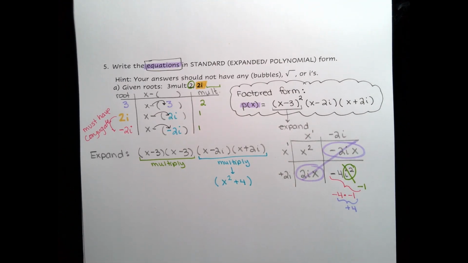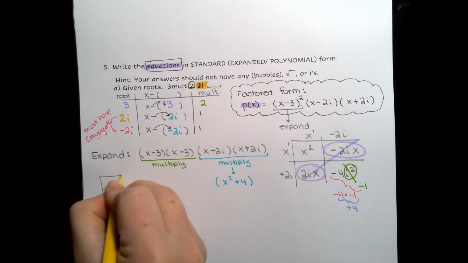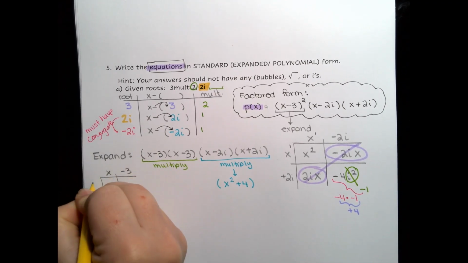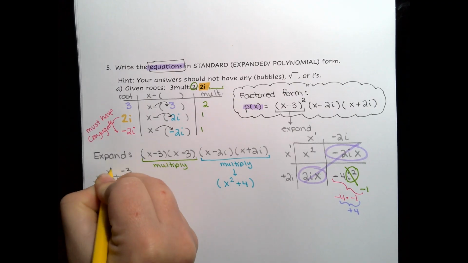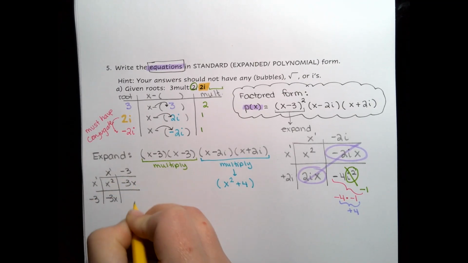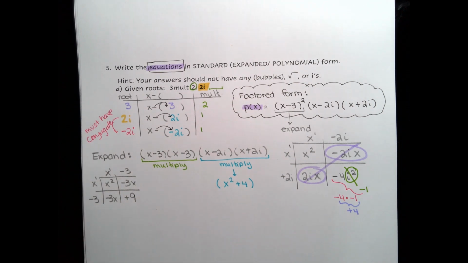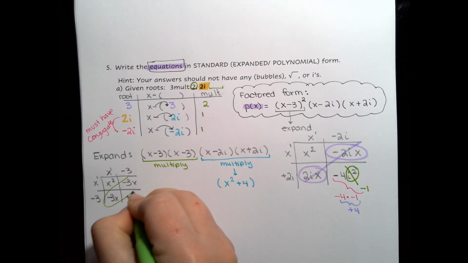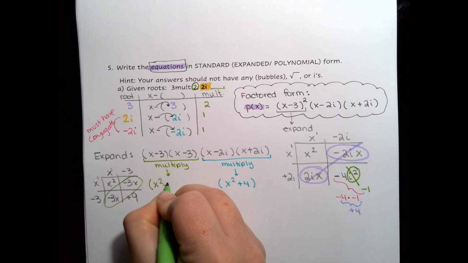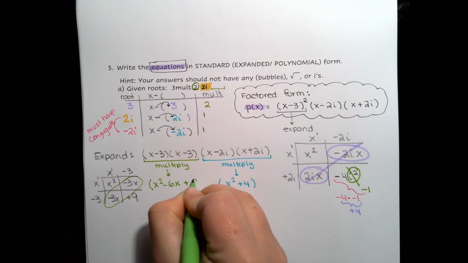Let's go and multiply the other one. So I get x minus 3, x minus 3. I get x squared, negative 3x, negative 3x, and positive 9. Here, again, nothing to do with i. This is just regular binomial multiplication. So what we have here, we're going to add these together. And I'm ending up with a trinomial of x squared minus 6x plus 9.